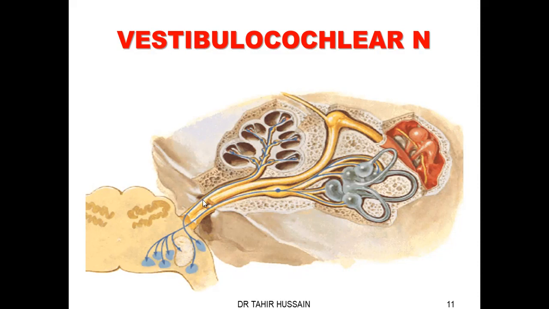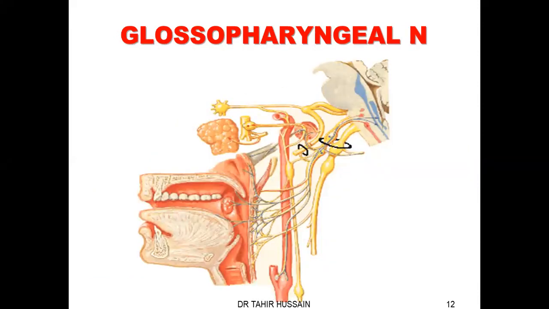Thus, the nerves of the vestibulocochlear nerve leave the petrous temporal bone and enter the cranial cavity by passing through the internal acoustic meatus, and they enter the brainstem and synapse with the cochlear nuclei and vestibular nuclei. This is the vestibulocochlear nerve.